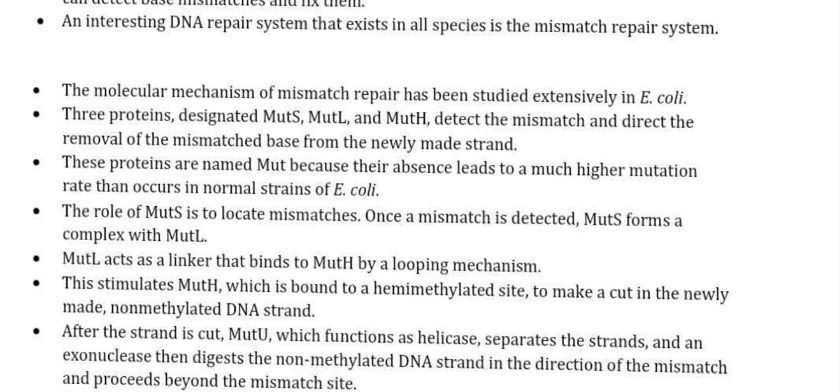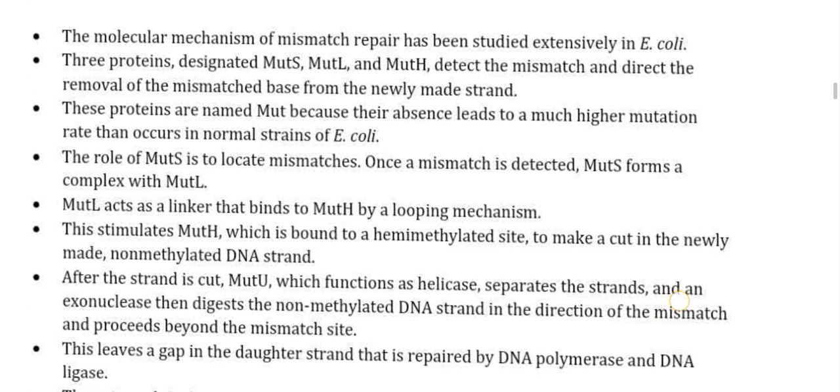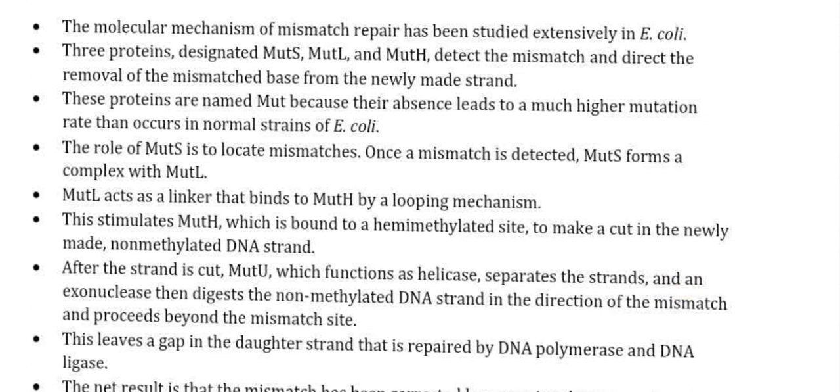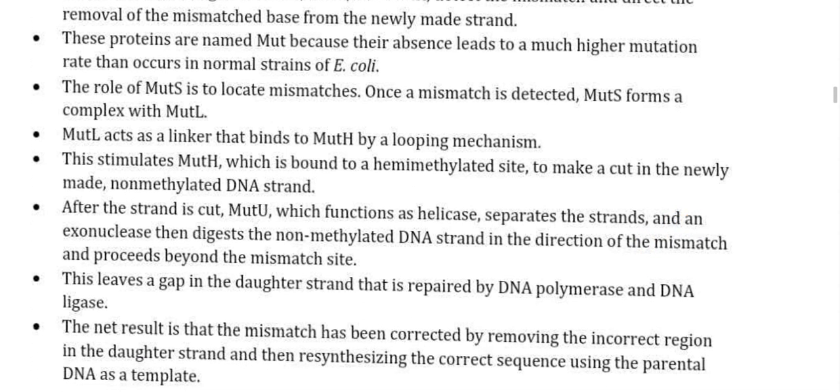An interesting DNA repair system that exists in all species is the mismatch repair system. The molecular mechanism of mismatch repair has been studied extensively in E. coli. Three proteins designated MutS, MutL, and MutH detect the mismatch and direct the removal of the mismatched base from the newly made strand. These proteins are named Mut because their absence leads to a much higher mutation rate than occurs in normal strains of E. coli.